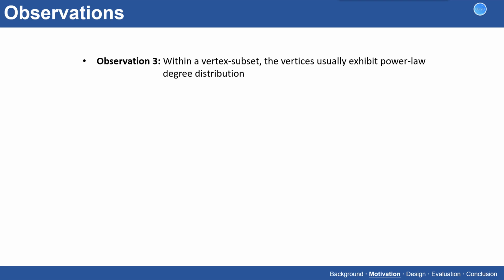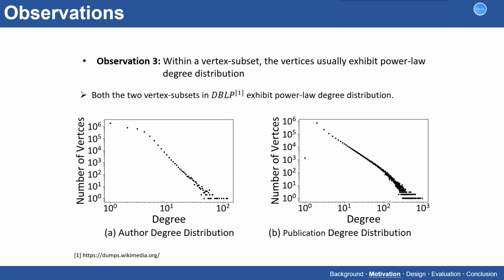The third observation is that within a vertex subset, the vertices usually exhibit a power-law degree distribution. In other words, within a vertex subset, a few high-degree vertices connect many more edges than most other vertices. For example, both vertex subsets in DBLP exhibit a power-law degree distribution.